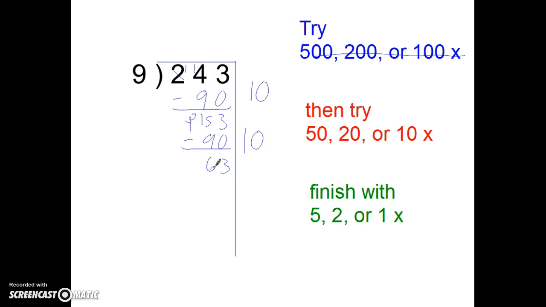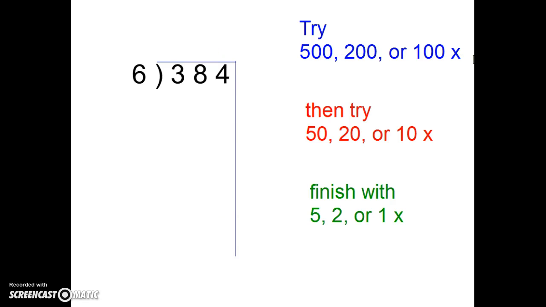I'm not sure how many 9s in 63, but I do know 9 times 5 is 45. So I'm going to go there. And I have 18 left. Oh, how many 9s in 18? That would be 2. And there's nothing left. And I just add up. I got 10, 20, 25, 27. So 9 would go 27 times into 243. Try one more. Why don't you try it out, stop the video, and then look and see if you got the same answer as me.